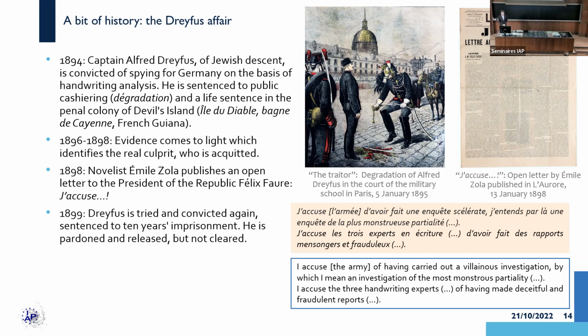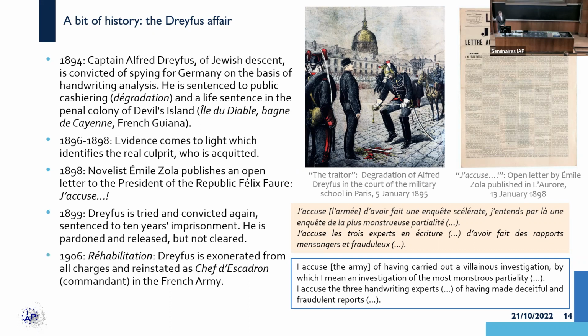So after this, 1899, Dreyfus is tried again for a second time. And well, surprisingly or not, he is convicted again. He is sentenced to 10 years imprisonment. So he is pardoned and released right after the trial, but he is not cleared. And the story lasts for a few more years until 1906, his final rehabilitation. Dreyfus is finally exonerated from all charges and reinstated as a chef d'escadron, that's a commandant or major in the French army.